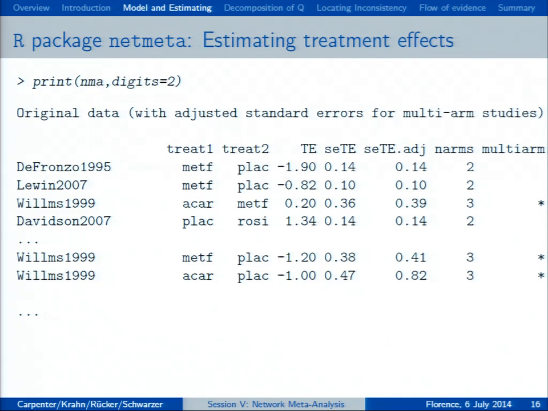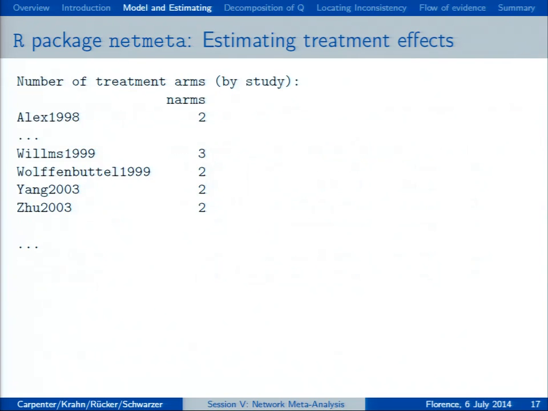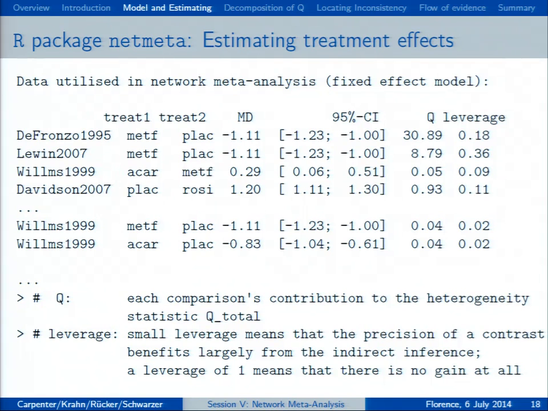And we have a column that contains the number of treatments that are compared in the respective study. And if there are multi-arm studies, these are marked by a star in the last column. Further in the output, we obtain the number of treatments in each study. The studies are alphabetically sorted, and we obtain here a column with a number of treatments in this study. So also here we can see the study Wilms 1999, who compared 3 treatments. And next, we obtain the results for the network meta-analysis.